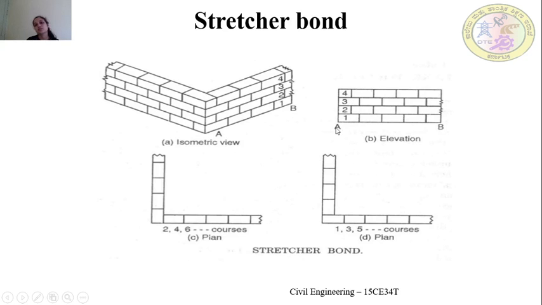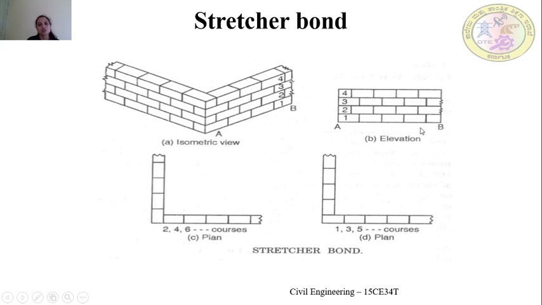So here what happens is, in the stretcher bond, all the odd courses remain the same. For example, the first course as well as the third course resemble each other, and the even courses, that is 2, 4, 6, 8 courses, resemble the same. So come to the isometric view.